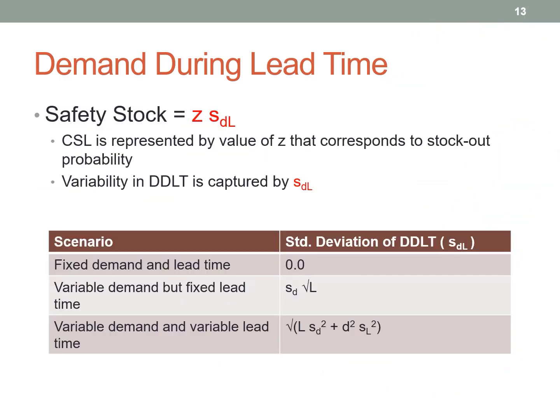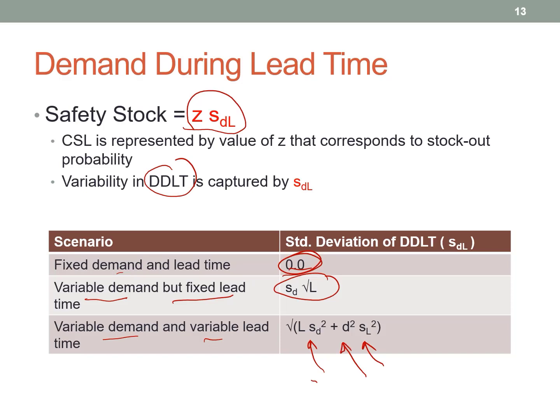So let's summarize this in a table. Safety stock is Z multiplied by SDL. SDL is the standard deviation of demand during lead time. If you have fixed demand and fixed lead time, standard deviation is 0. If you have variable demand but fixed lead time, you use the standard deviation of the demand multiplied by the square root of the lead time. If you have variable demand, variable lead time, then you use this formula where you use standard deviation of demand, standard deviation of lead time, average demand, and average lead time.